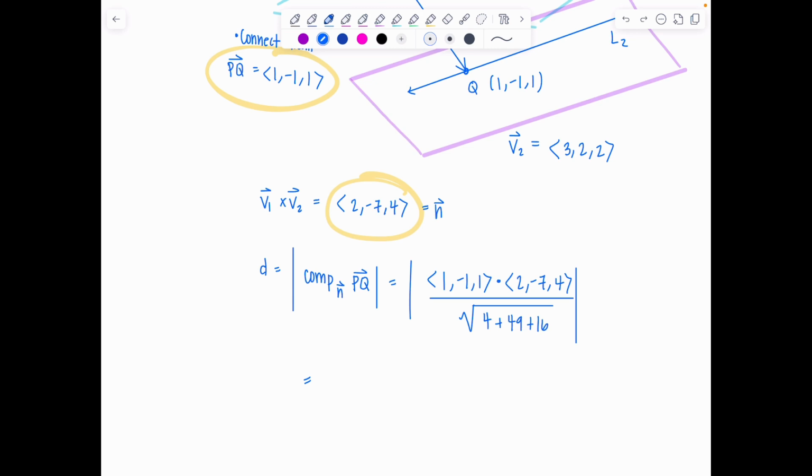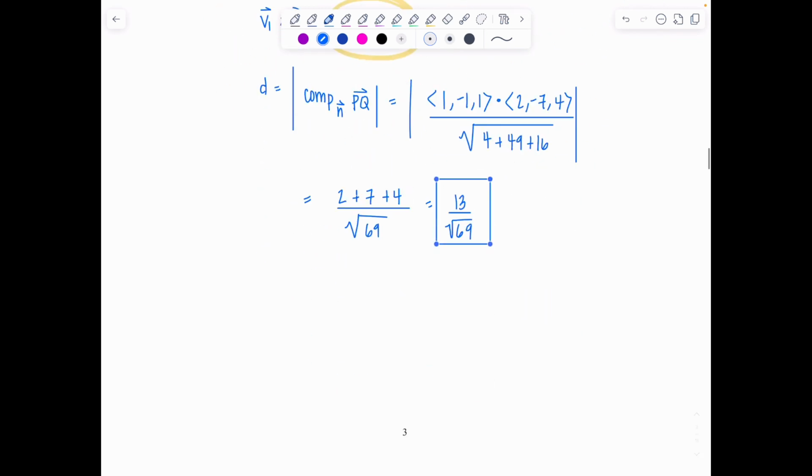Okay. All right, and then from here, let's take the dot product. So in the numerator, we're going to have 2 plus 7 plus 4 over square root. That's going to give us 20 plus 49, 69. So this is 13 over square root 69. All right, there you go. We did this one in class so many times.